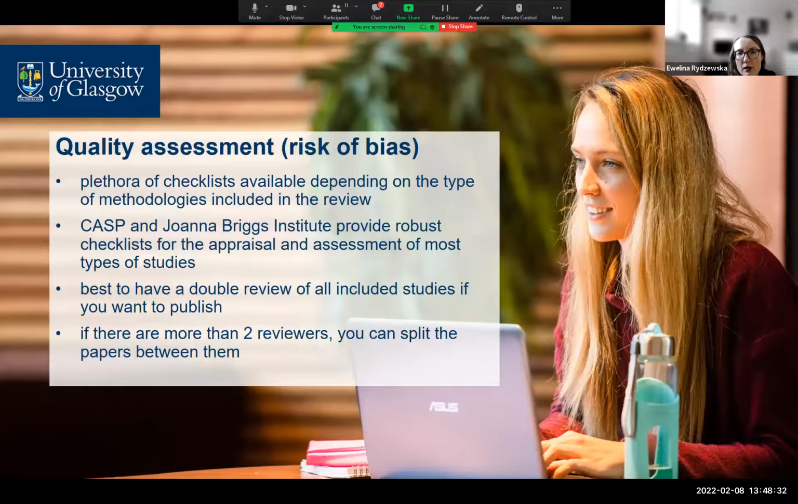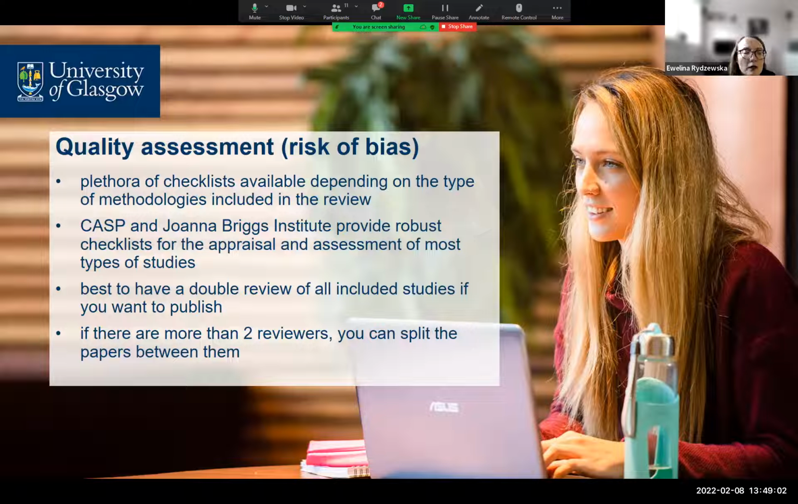Quality assessment is something that you have to do towards the end of your systematic review, really. You will have to assess basically how good or how bad the papers are that you end up extracting data from. So any of those papers that you actually include in your systematic review, you will have to do a quality assessment of. And there are lots of different checklists available.